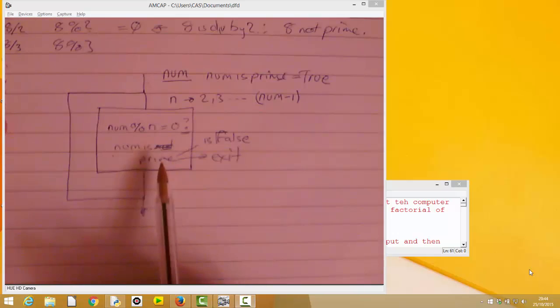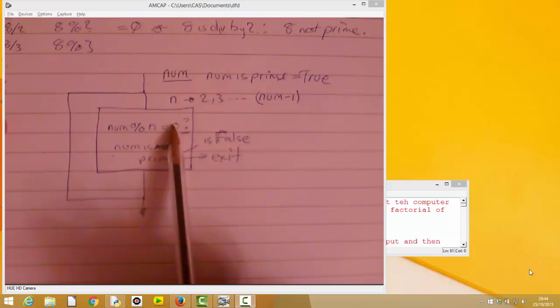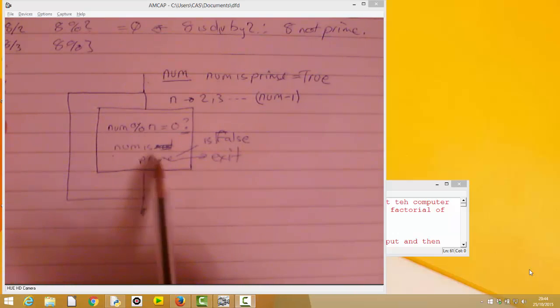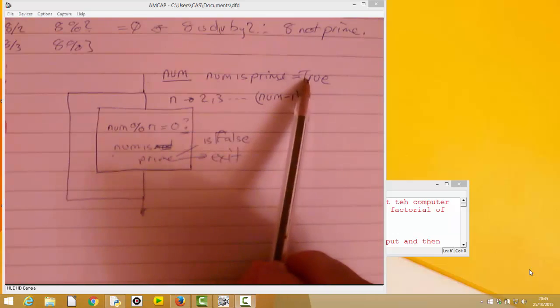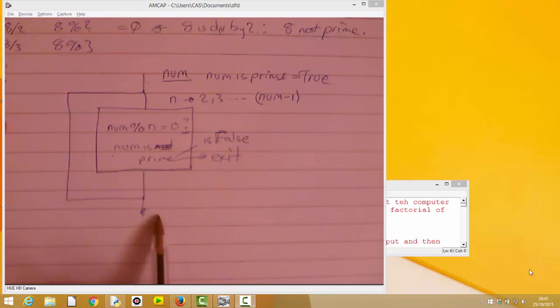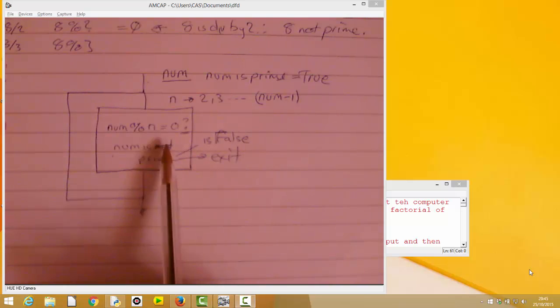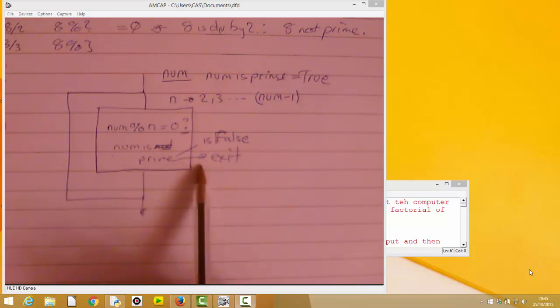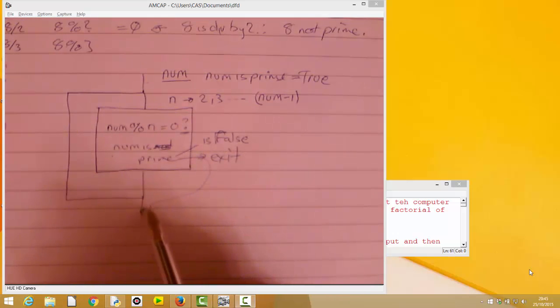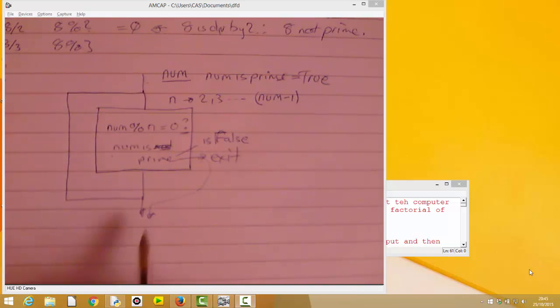And at the end of this loop, if it's gone around here and not found any modulus 0 answers, we won't have set num is prime to false. It's still set to true, so it will fall out the bottom here being true, and that will end our code. If at any point it did give me a 0 division, we would have set num is prime as false, and we would have exited our loop and come down to the end here and exited. Okay, so what we need to do now is look at how we can turn that into code.